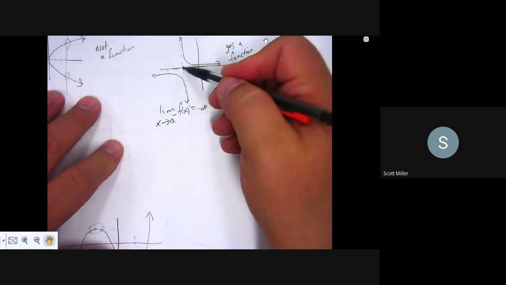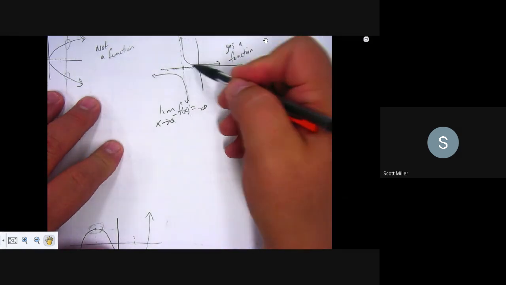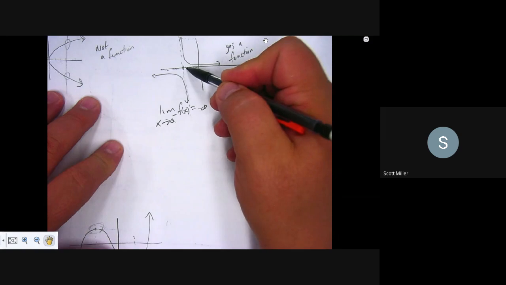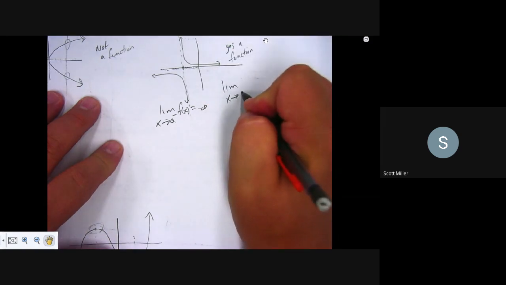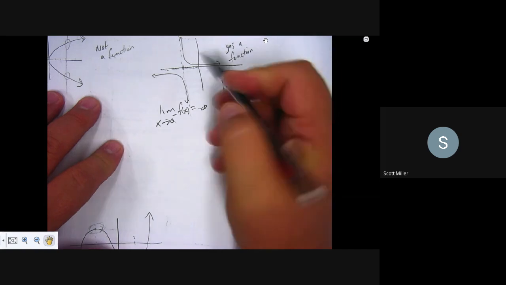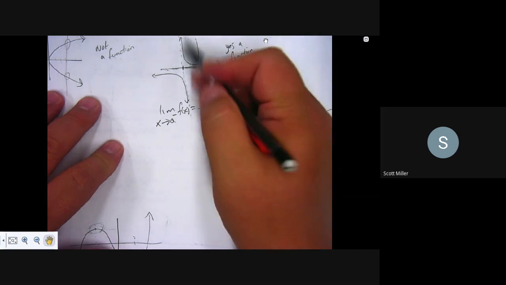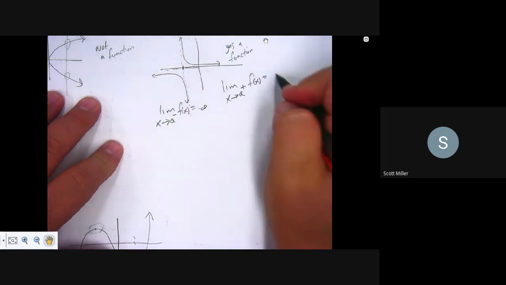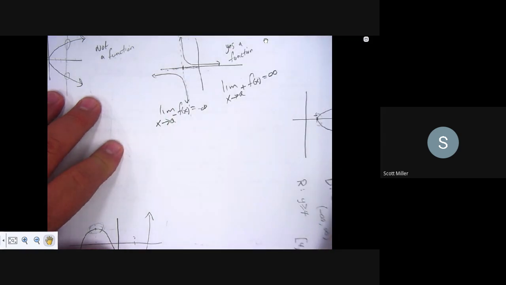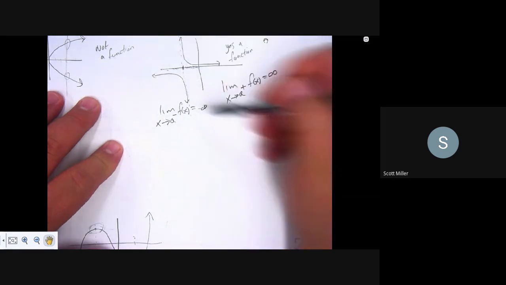As I approach the same value from this direction on the x, because the x's are approaching, so I'm on the x-axis. As I get closer to this, the limit as x approaches the value on the right, what are the y values doing? The y values are going upwards to infinity. So that's how you would illustrate in a limit fashion a vertical asymptote.